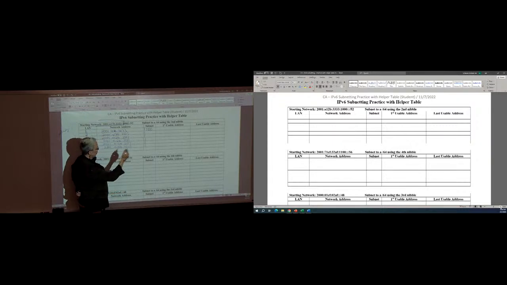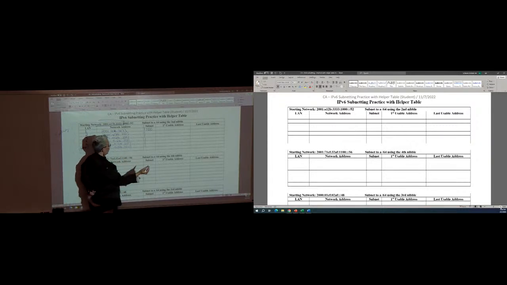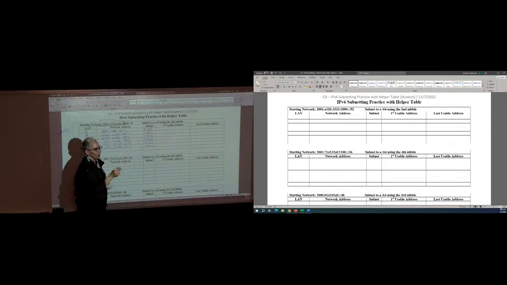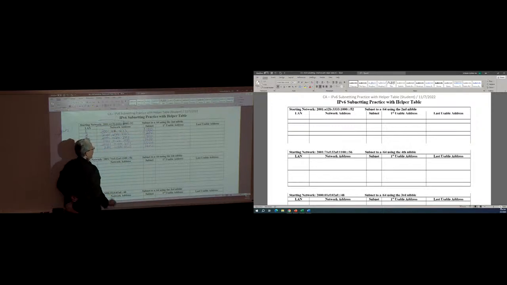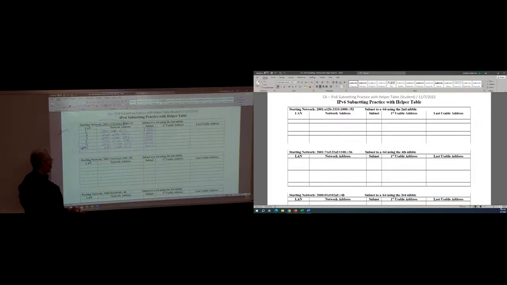Okay, what about the second network? 2. Right? So this is how simple it is. The thing that's important is just make sure you don't mess with the bits that the ISP tells you you can't mess with. Okay? And now it is a /64 because we're counting all of these. So we're going to count all of these bits.